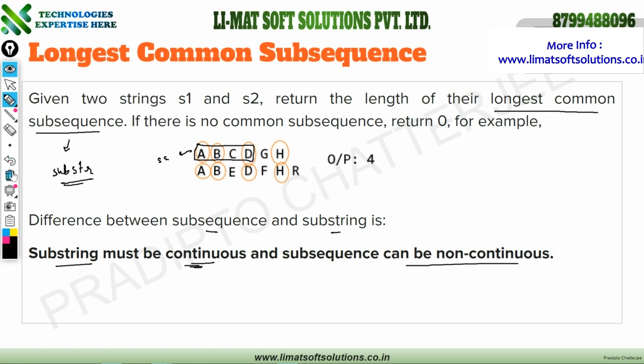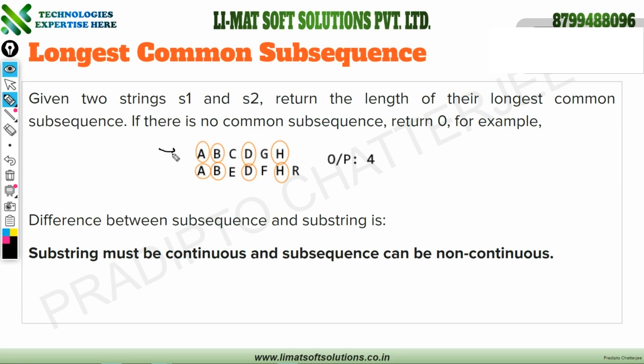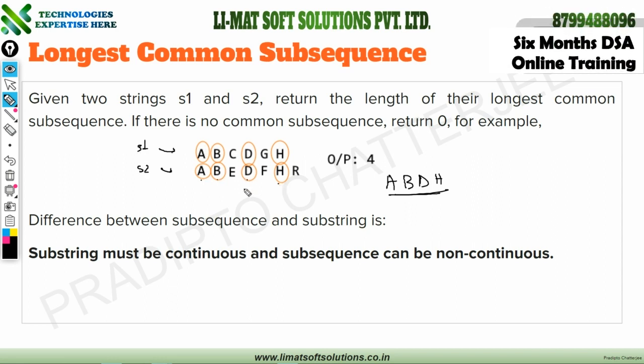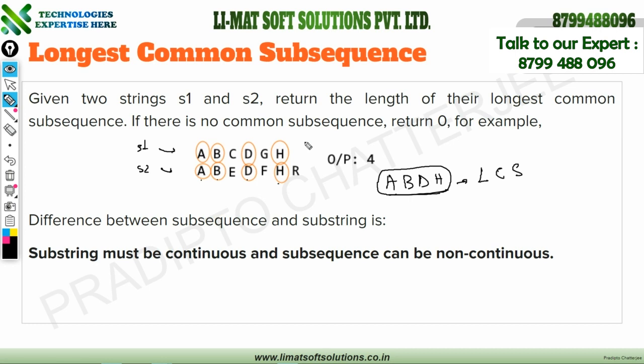So I have highlighted the subsequence of this particular string and this particular string. A B D H, A B D H. This is a subsequence which is present in our string 1 and string 2. In both the strings, this particular subsequence is present, and a subsequence can be continuous or not, it doesn't matter. And why is ABDH the answer? Because it is the longest common subsequence. It is the longest, it is common, it is present in both the strings, and it is a subsequence. So that is the meaning of the LCS problem.